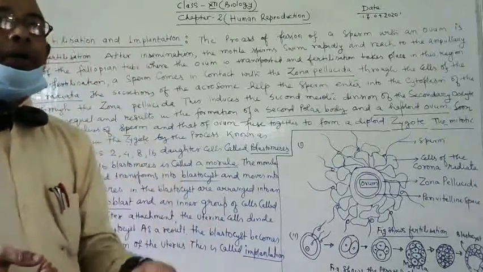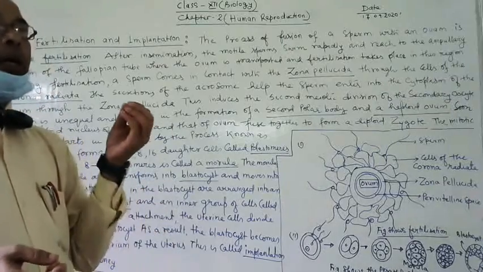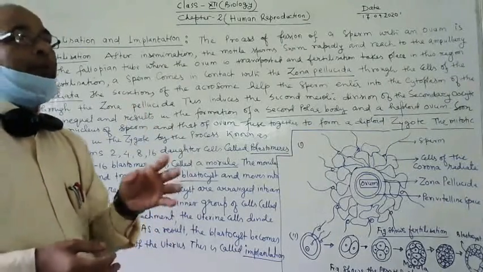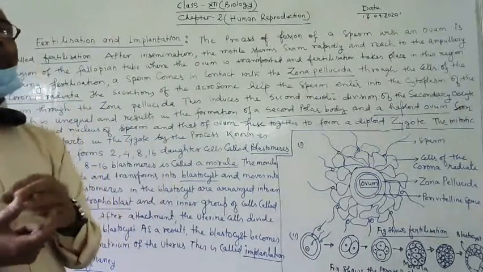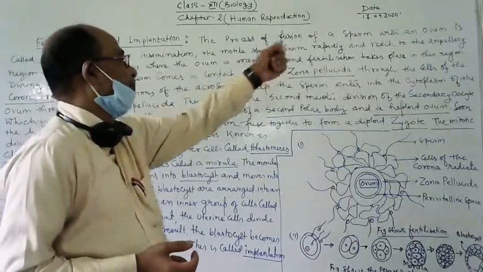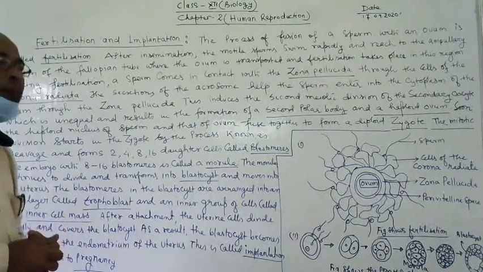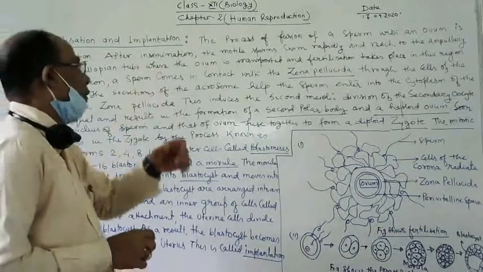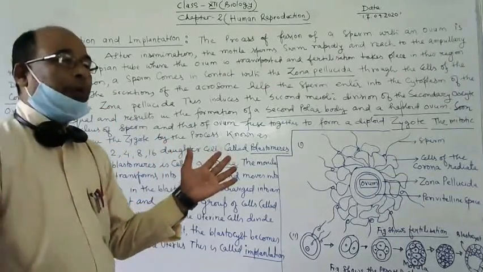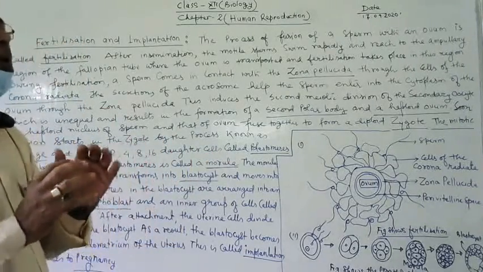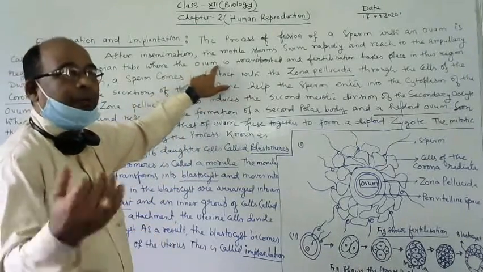Insemination means the entry of the sperms from the male genital organ, that is the penis, when it is released at the time of ejaculation. Then it swims rapidly and reaches the ampullary region of the fallopian tube, where the ovum is transported after ovulation. The ovum or egg waits at the ampullary region of the fallopian tube.